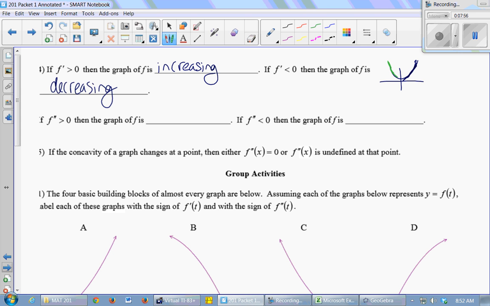All right, let's think about what happens when the second derivative is positive. I'm going to apply this rule that we just wrote down to the second derivative and the first derivative, because the second derivative is the derivative of the derivative, right? Okay, so if f double prime is positive, what does that tell you about f prime? It's increasing, right? If f double prime is positive, then f prime is increasing. And f prime represents the slope of the tangent line. So if the tangent lines are getting steeper and steeper and steeper, what is happening to the concavity? It's concave up.